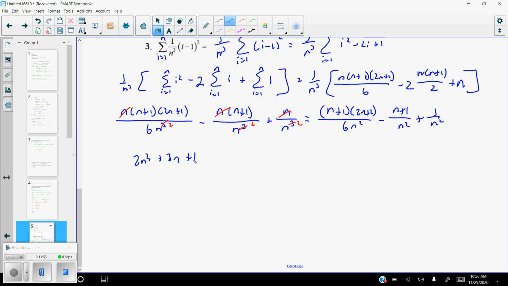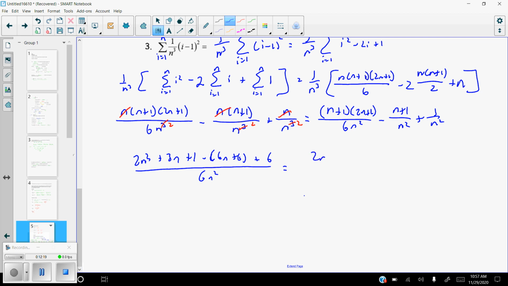I'm going to have to multiply the numerator and the denominator of each of the other two by 6. So that's going to give me a 6n plus 6, so minus 6n plus 6, and then plus a 6 all over 6n squared. And then the last thing we're going to do is combine like terms.